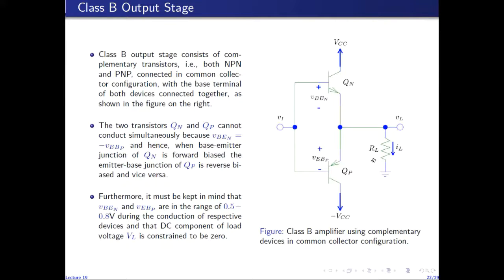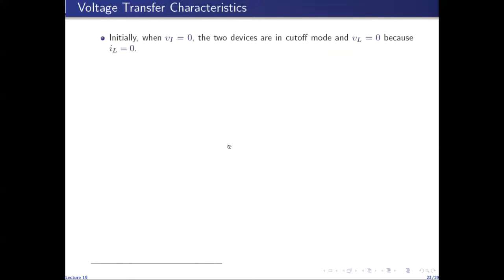And just like the Class A amplifier, the DC component of the load voltage for Class B amplifier is constrained to be zero as well. So under quiescent condition, that is when there is no signal applied, the DC voltage across the load as well as the DC current through the load are constrained to be zero. So initially, when there is no signal at the base, there is no voltage at the base. When Vi is zero, the two complementary devices are in cutoff mode. And since there is no load current, there is no load voltage.